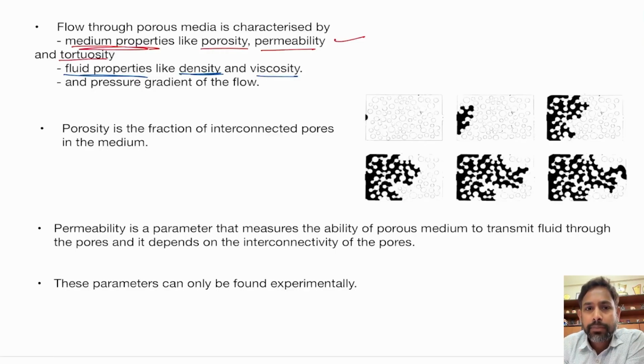So that pressure gradient between 2 points equally affects the flow through a porous media. Okay, so these are three different parameters that actually decide what will be the rate of fluid transport, and what will be the direction of fluid transport, etc. So let's look into some of the properties which are very common for a porous media, and then we will go into more details.